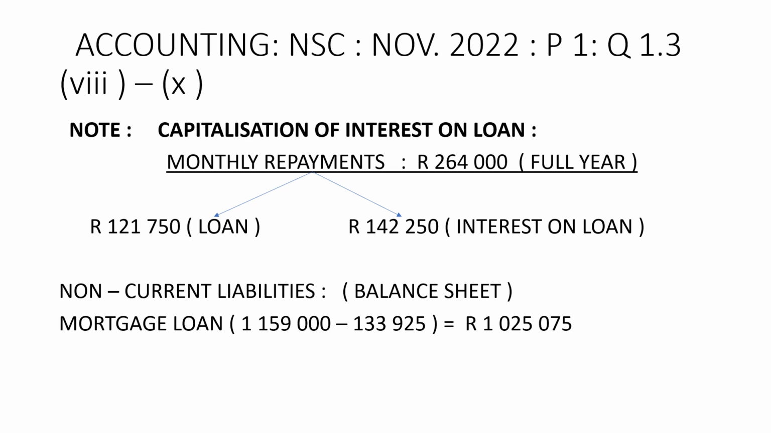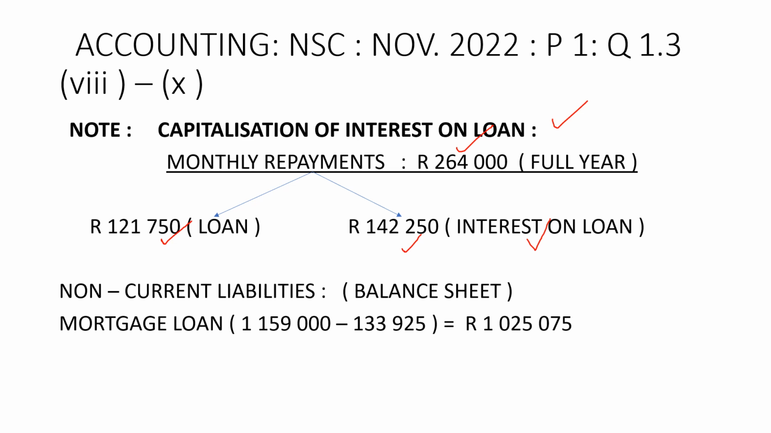Right, just to recap on the capitalization of interest on loan and how we split the amount. The monthly repayments, learners, is 264,000, which we had to work out when we balance the loan account. And that can be split as follows. 142,250 is your interest on loan, and the difference between 264,000 and 142,250 is your payment towards your loan for the year, which is 121,750.